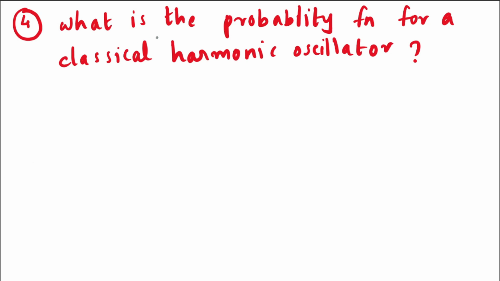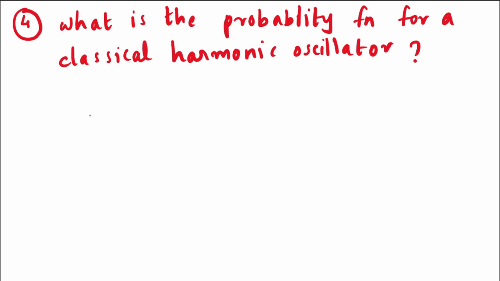So the next question is, what is the probability function for a classical harmonic oscillator? This is a sub question of the previous questions. Until now, what we have discussed is for the quantum harmonic oscillator. You don't have to mug up the formula. Just think it through, just understand this. You have to say this to them.